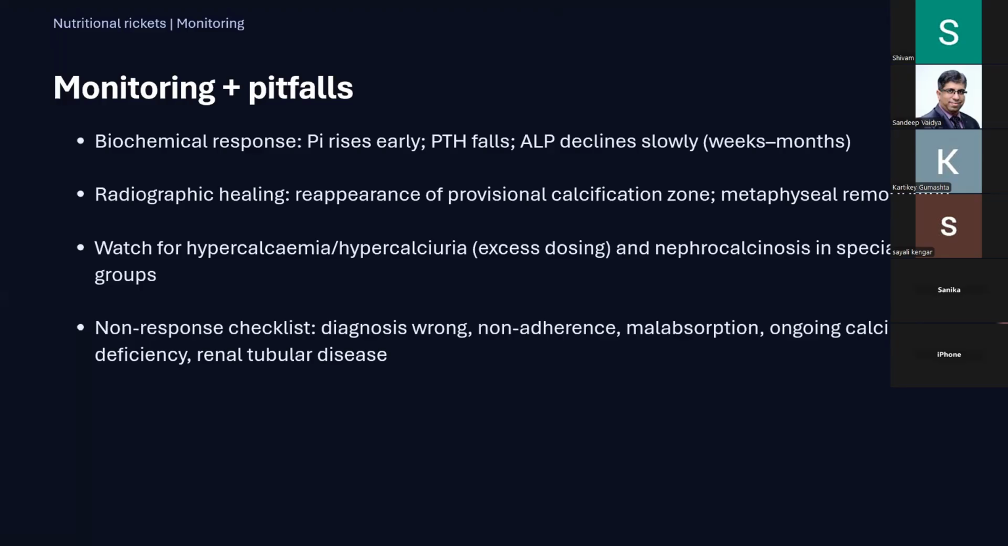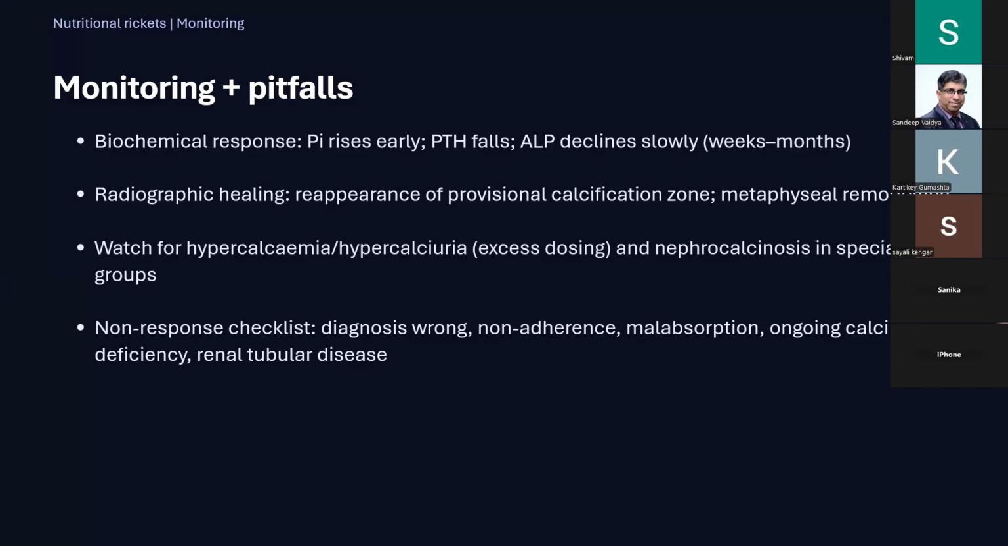And there is a reappearance of the provisional calcification zone, which can be seen as the white line on the X-ray. And metaphyseal remodeling takes place, so a reduction in the size of the broadened physis occurs. But it should be remembered to look for hypercalcemia or hypercalciuria in case of excess dosing, and because nephrocalcinosis can also occur in special groups such as hypophosphatemic rickets.